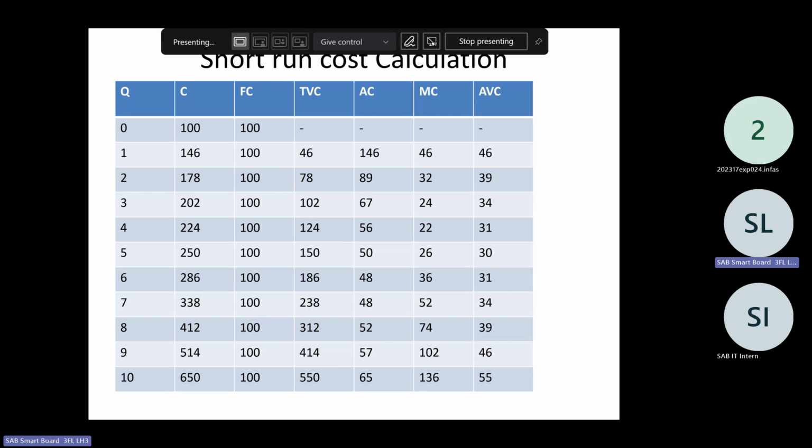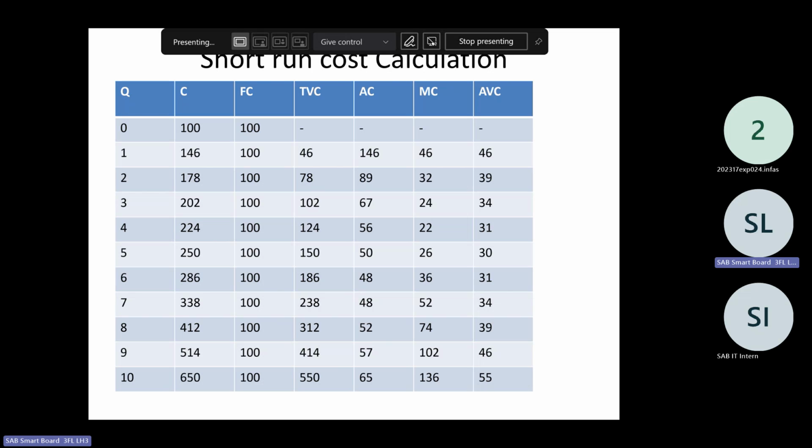Now we can take some values and observe all these behaviors in this data. Here see the output level, we increase the output level 0, 1, 2, 3, 4, that way. The cost also varies with the output. Initially there is a cost at the 0 level, 100. At the 0 output level, 100 is the fixed cost.